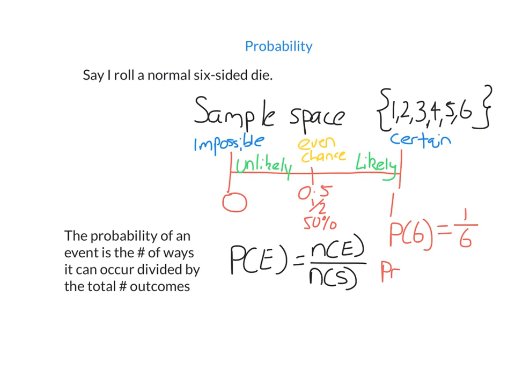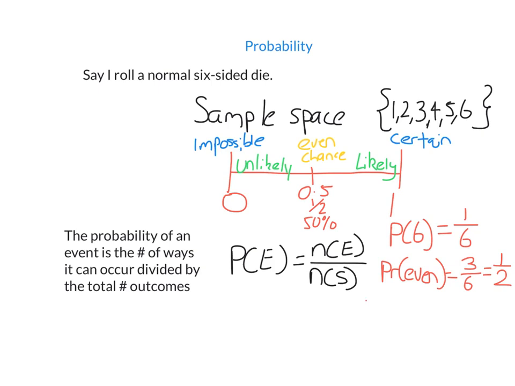If I ask for the probability of an even number, it can occur three ways. I can get a 2, a 4, or a 6. So the number of ways I can get an even number is 3. Once again, the total number of outcomes is 6. So the probability of getting an even number is 3 over 6, or a half, 50%, 0.5, doesn't matter which way you write it.